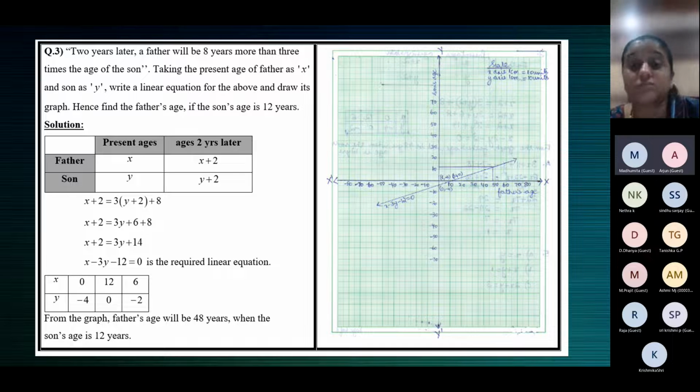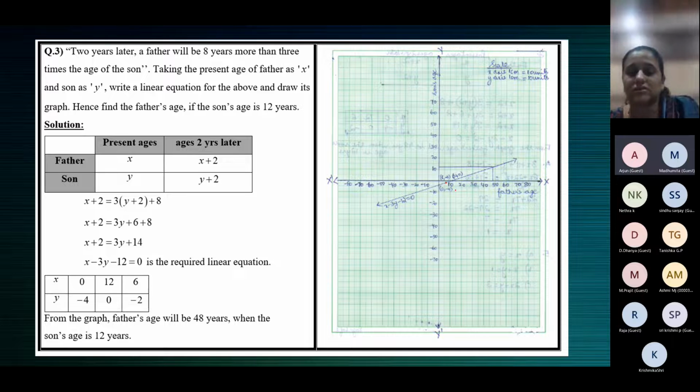Ma'am, I think 6 and minus 2 are marked in the wrong place in the graph, ma'am. Really? Okay, let me check. 6 and minus 2. Where is 6? Here, I've written the coordinates above, but this point is 6 and minus 2.